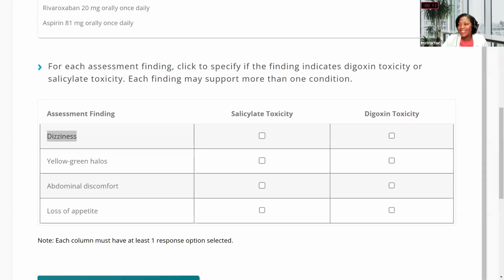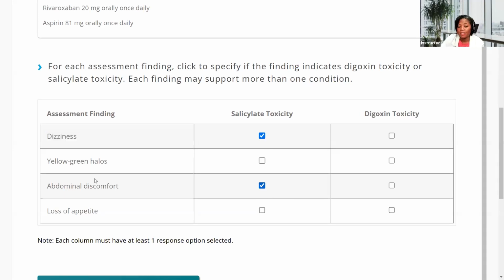All right, let's go ahead and select. Let me see what you got based on the answers you put into the chat. I'm going to tell you exactly what it should be based on the assessment findings. For the aspirin or salicylate toxicity, we will see a patient presenting with dizziness as well as abdominal discomfort.